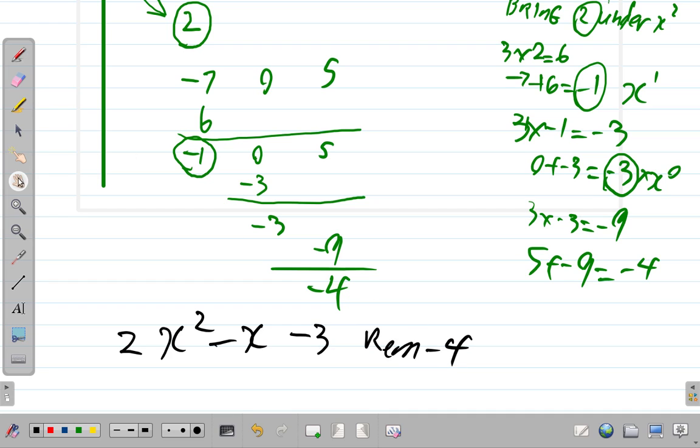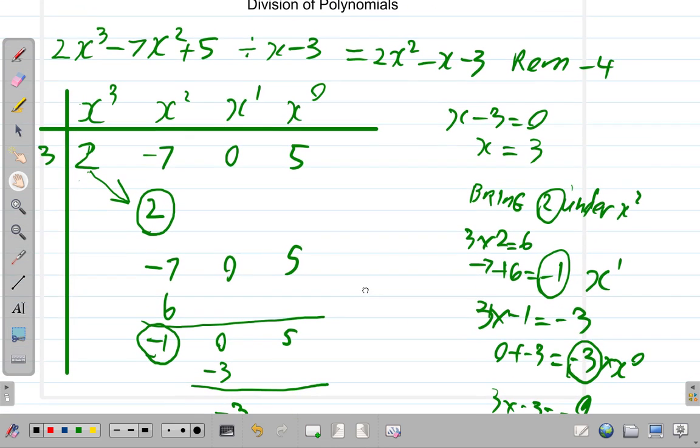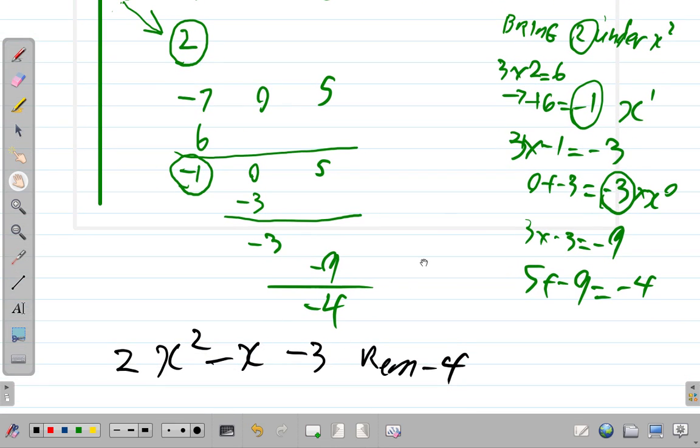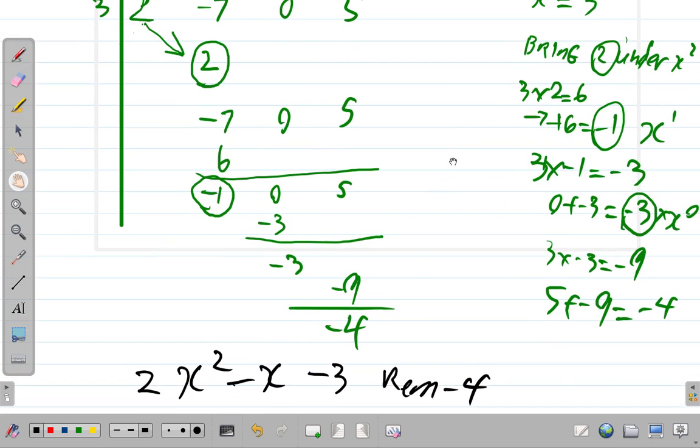So let's compare it with what we had before. 2x squared minus x minus 3, remainder negative 4. Right. So that's what they call synthetic division.